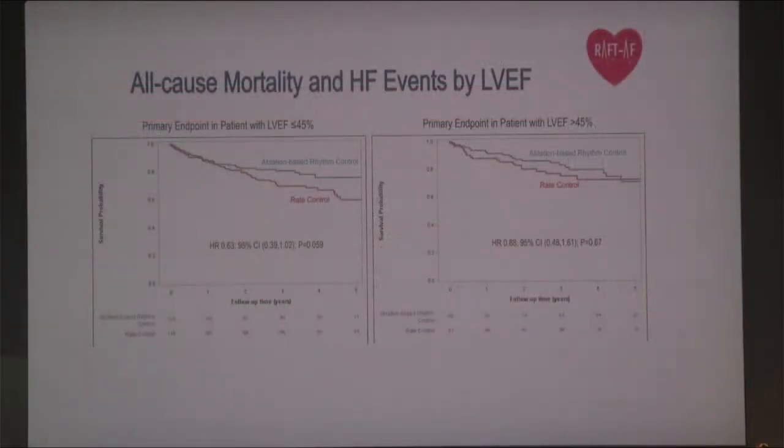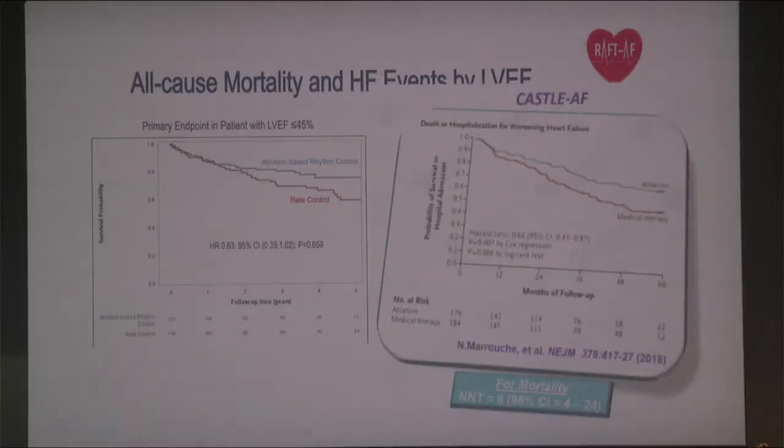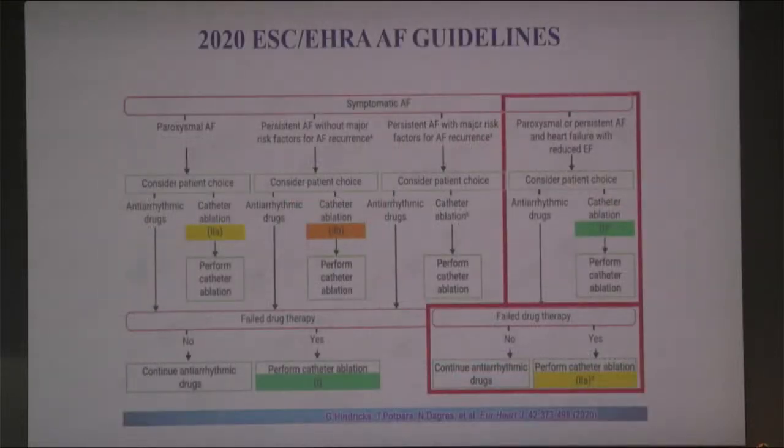However, if you dichotomize the results into patients with less than 45% ejection fraction and more than 45% ejection fraction, you see that patients with less than 45% ejection fraction improved with ablation. And this was almost similar to what we saw in the CASTLE-AF study. What that meant was that ablation did not improve those patients who had AF and heart failure with preserved ejection fraction. So let's come to the guidelines.